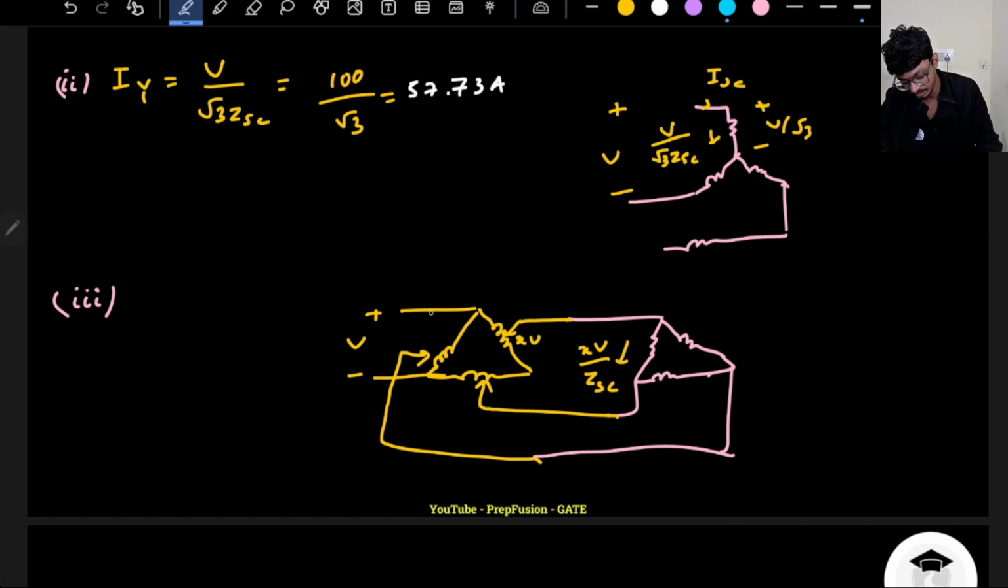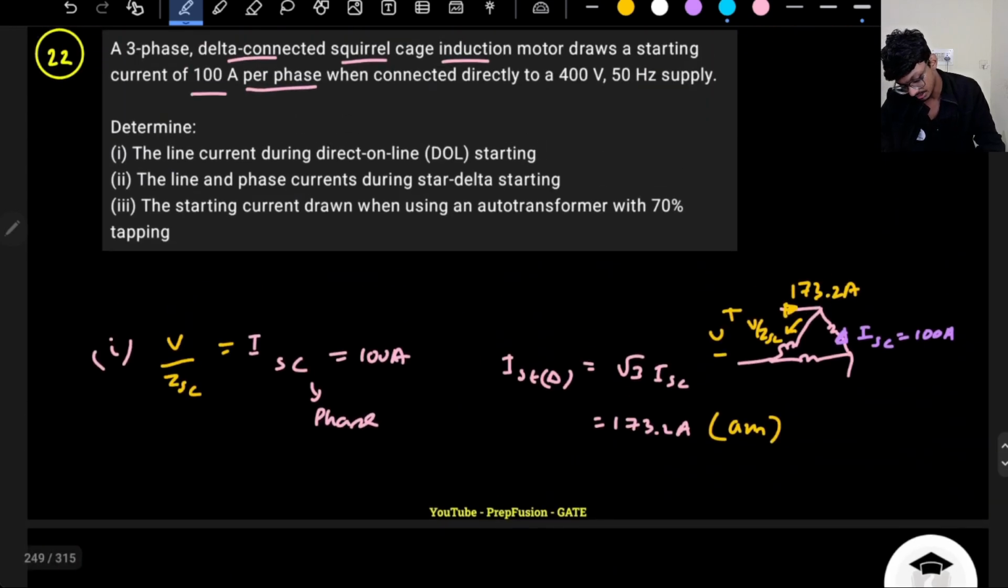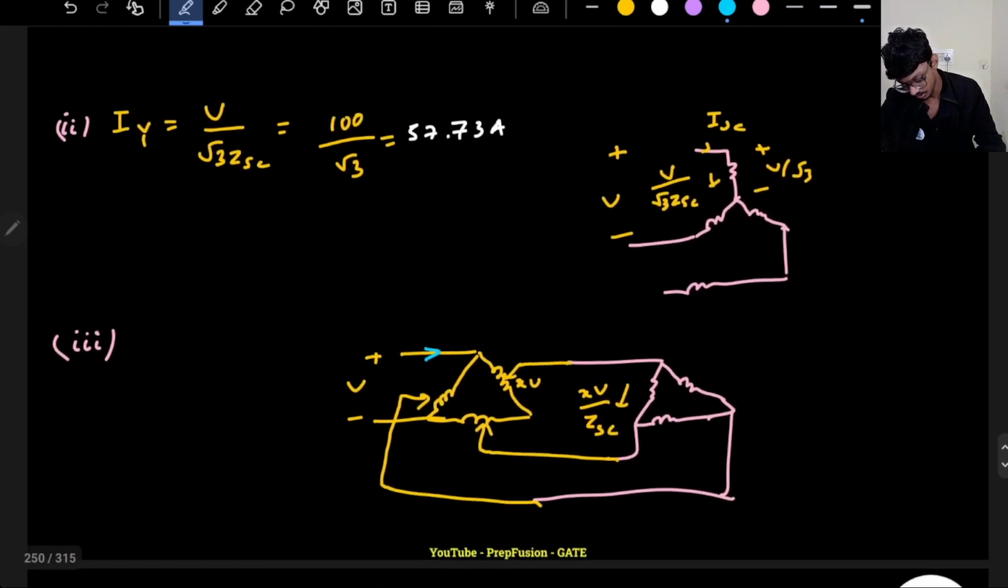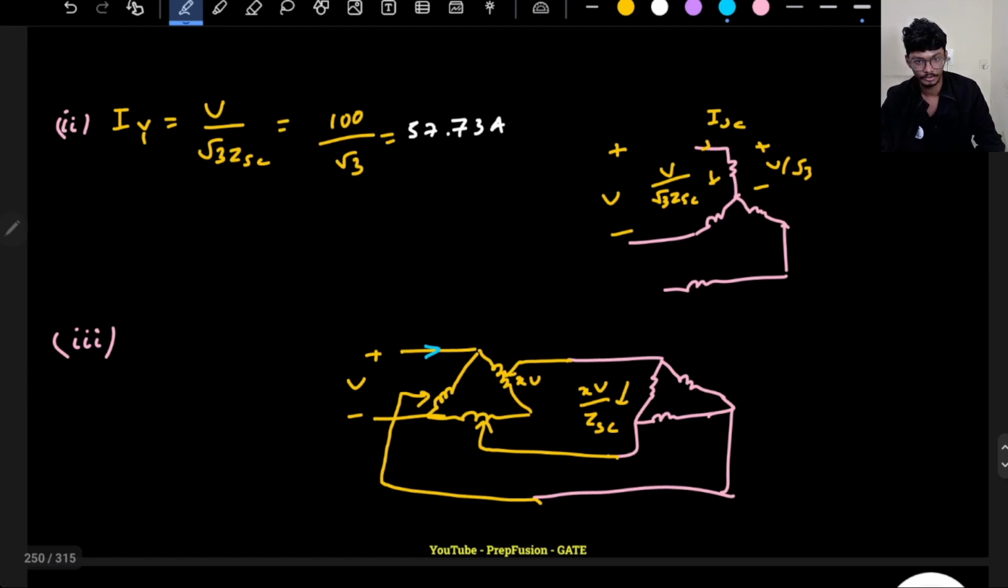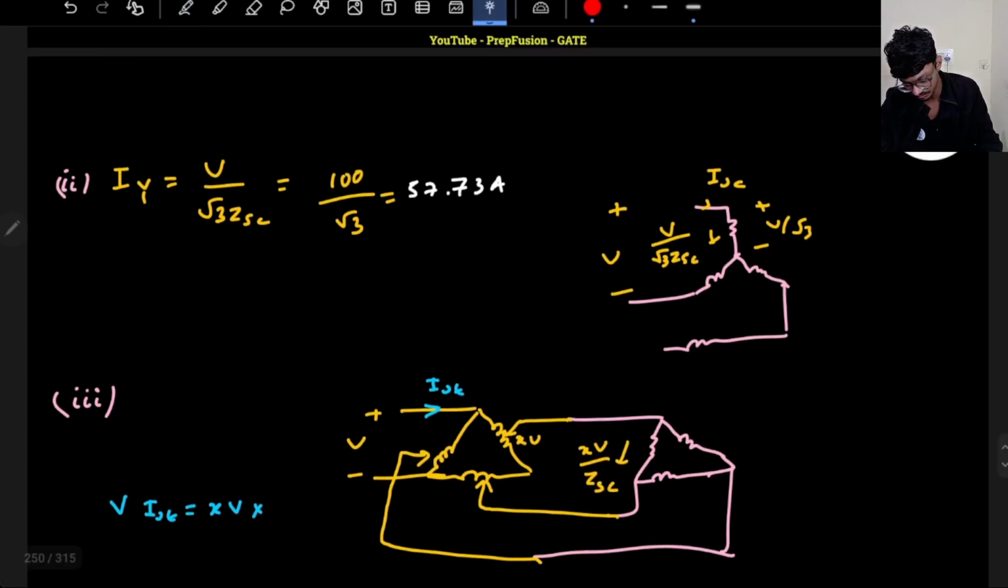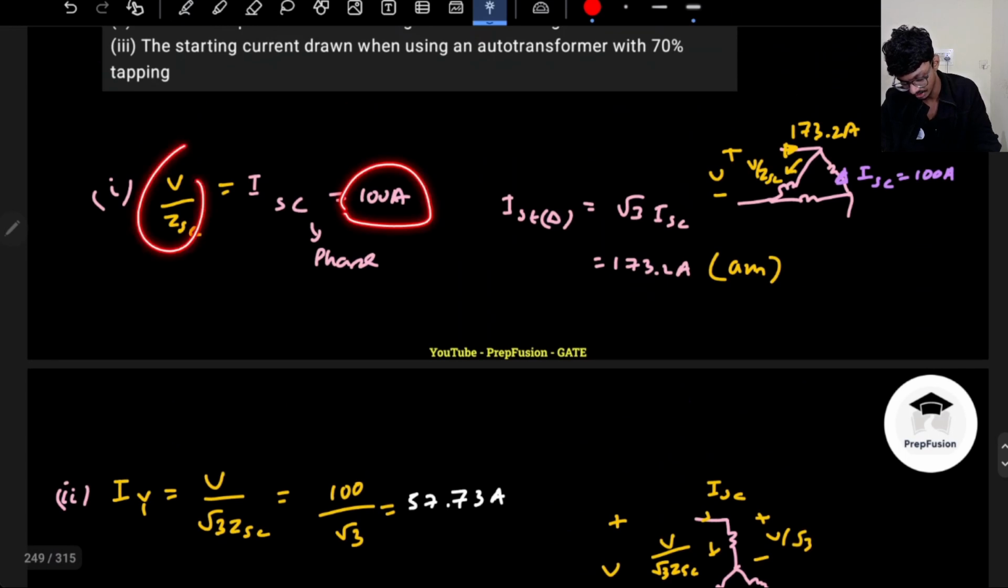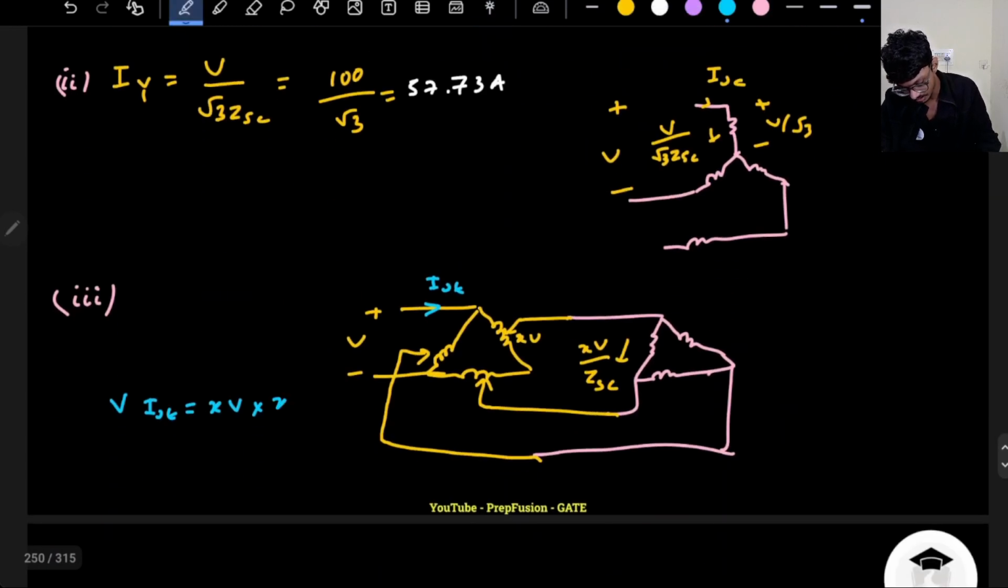Again, they are asking the starting current drawn when using the auto transformer. If I want to compare the starting line current, because nothing is mentioned, I will assume it to be the line current only. So V into IST will be equal to, the secondary side, X into V into X into V by ZSC. V by ZSC is 100, this we had already done. So it is X into 100, and V will get cancelled. So I starting will be simply X square into 100.